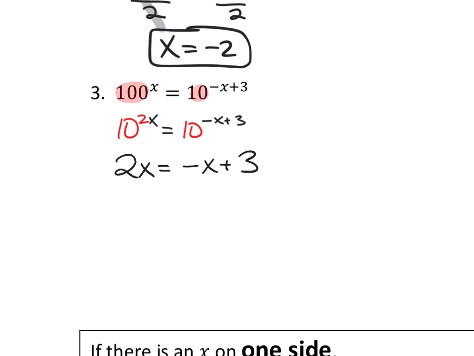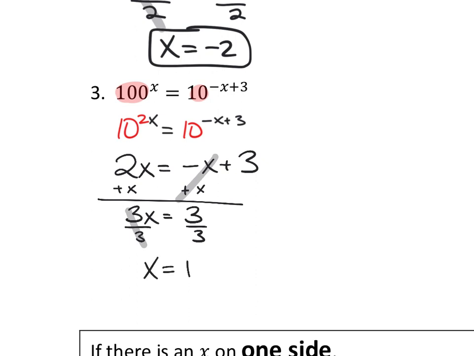If we continued to solve this, I would add x to both sides to get that minus x to go away. This would be 3x equal to 3. Simple solving, we divide by 3, so that we get x is equal to 1.